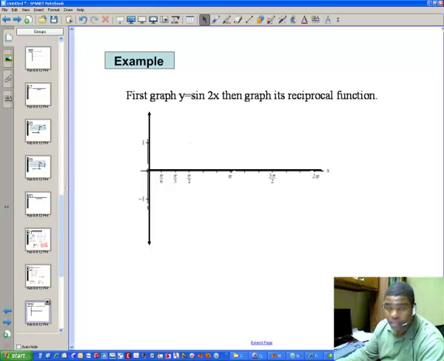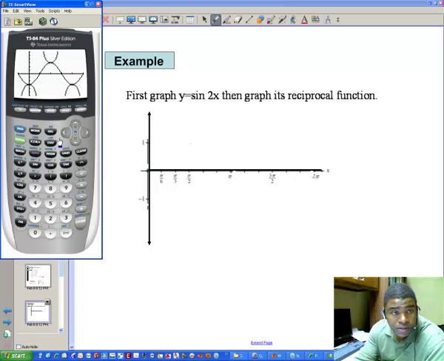This one says first graph the y equals sine 2x and then graph its reciprocal. So I'm going to bring up the calculator again to help us with this one. So we'll clear these out, and we'll have y is equal to the sine of 2x.